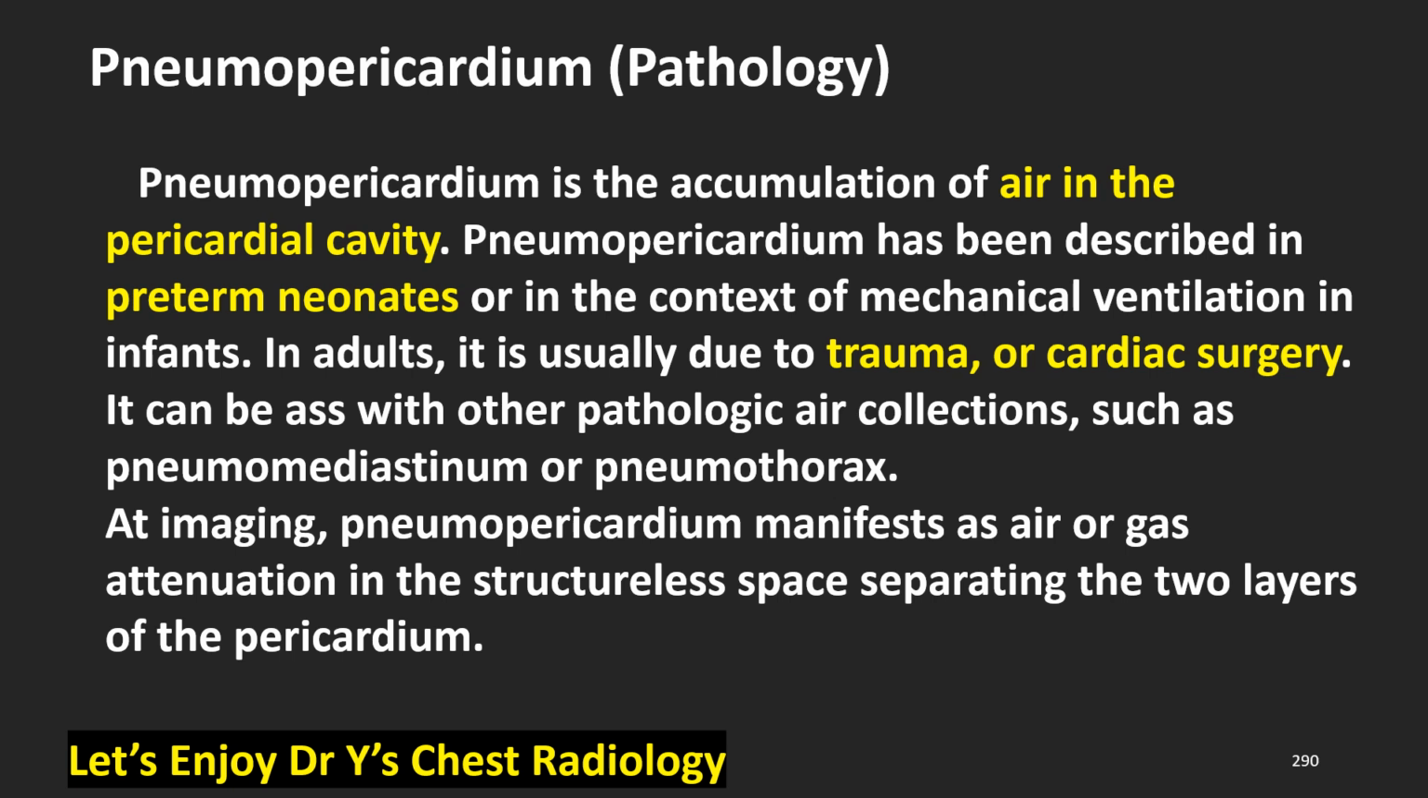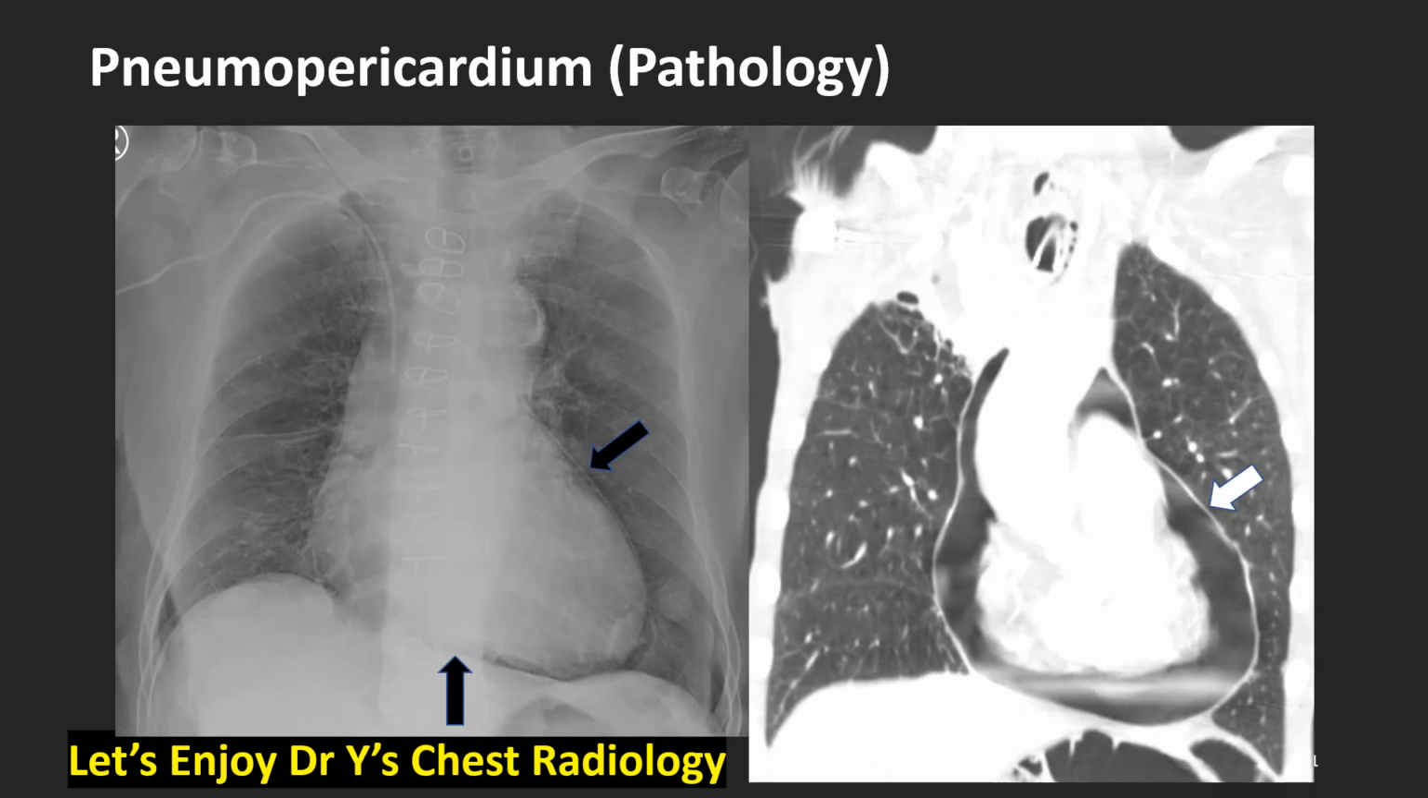At imaging, pneumopericardium manifests as air or gas attenuation in the structureless space separating the two layers of the pericardium. Pneumopericardium pathology. Arrows indicate pneumopericardium after cardiac surgery.